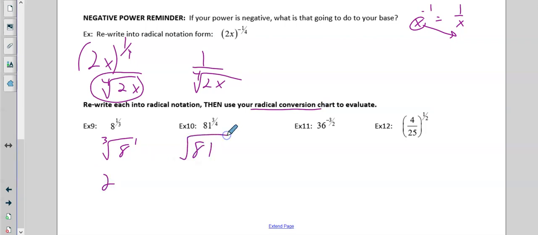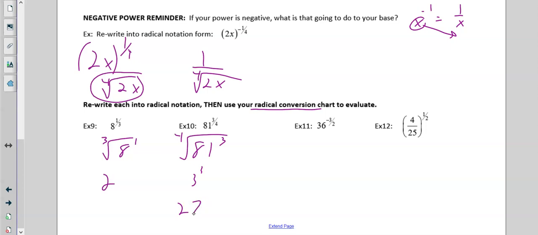81 to the 3/4. Now, there's two ways to go about doing this. You can cube the 81 and then take the 4th root of that, okay? Or you can take the 4th root of 81 first. I like to do it that way, and you have smaller numbers. So the 4th root of 81 is 3. And then I would just do 3 cubed, which is 27.